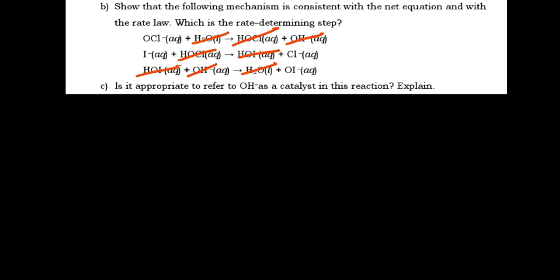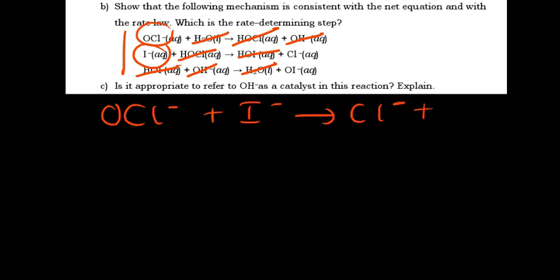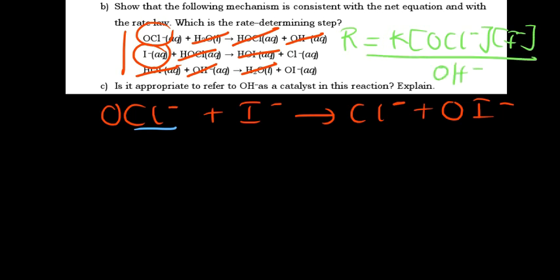So what remains on the reactants side are only two: OCl negative plus iodide negative. And then on the right we have Cl negative plus OI negative. If you observe this, it's stoichiometrically correct, right? So that's correct. We can clearly see that these two reactants are part of the rate law that we determined. What was our rate law from the previous question? Our rate law was K, OCl negative, iodide, and then of course hydroxide. So we can see that both reactants that have come up are part of the rate law, which proves this to be correct.